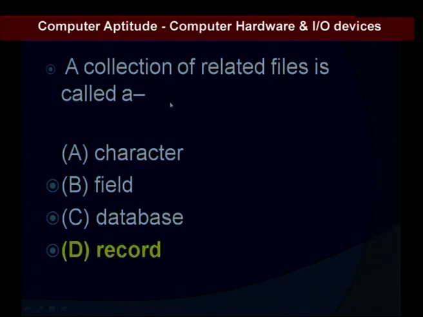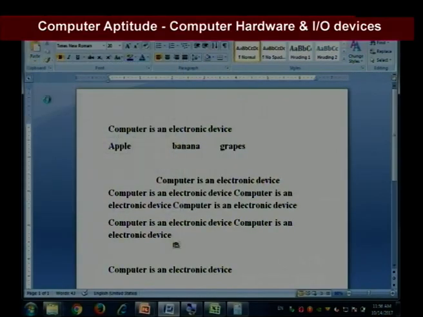A collection of related files is called a record. A collection of related files means when we are writing programs or doing project work, any type of work, a group of works saved at one time. When I show you in MS Word, for example, I will save this document using the save as option.